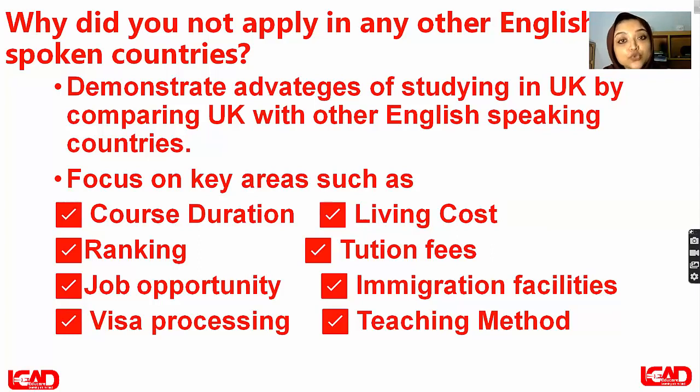Compare it. Is it shorter or is it longer? If it's longer in other countries and shorter in UK, that's an advantage for you. So that is the reason you choose UK over the other countries. Another area is ranking. According to your course, which country has the highest rank? Is it USA, Canada, Australia, or UK? Which one? If UK has a higher ranking, again, that's an advantage for you.